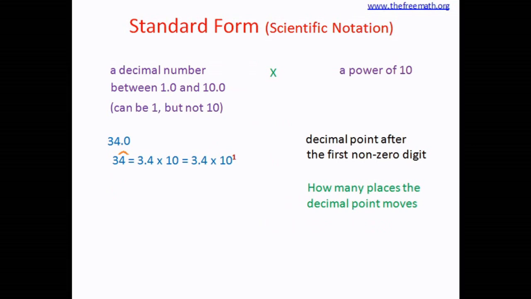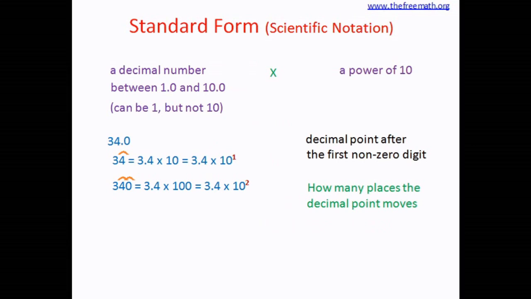And this number is the power of 10. Let's take one more example. Say 340. 340 can be written as 3.4 multiplied by 100. That means 3.4 multiplied by 10 squared. In this case, the decimal point has moved 2 places.